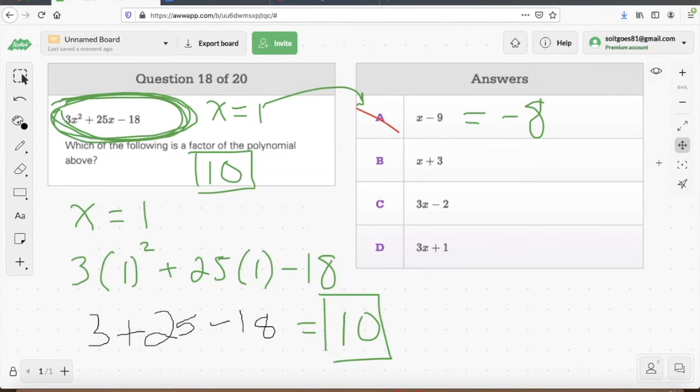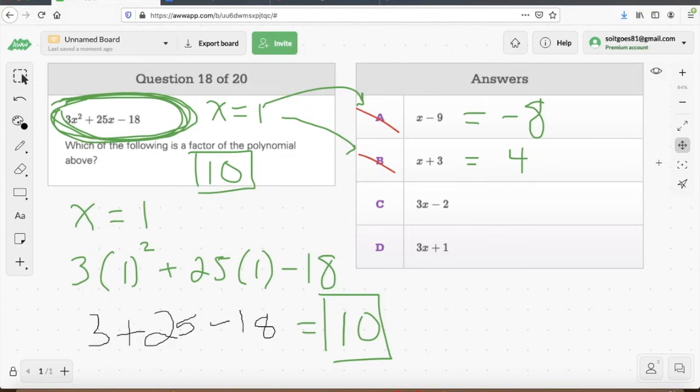Let's plug that x equals 1 into answer choice B. Now that's 1 plus 3, which is 4. Is 4 a factor of 10? No. You can't multiply 4 by some whole number and get 10, because 4 times 2 is 8, which is less than 10, and 4 times 3 is 12, which is bigger than 10. So we can also eliminate answer choice B. Make sense? Yes. All right.